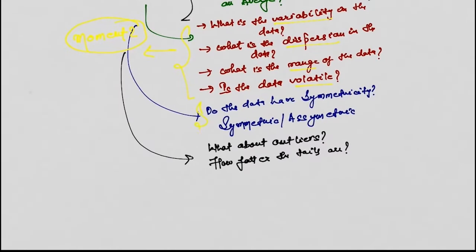The third set of questions is asking about the symmetricity in the data, whether the data is symmetric or asymmetric. This is called moment 3. And the last is about the outliers, how fat the tails are. I do not want to pronounce a word, but still I'm pronouncing it. It is about the kurtosis in the data, how fat the tails are. And therefore, it is the fourth moment of the data.